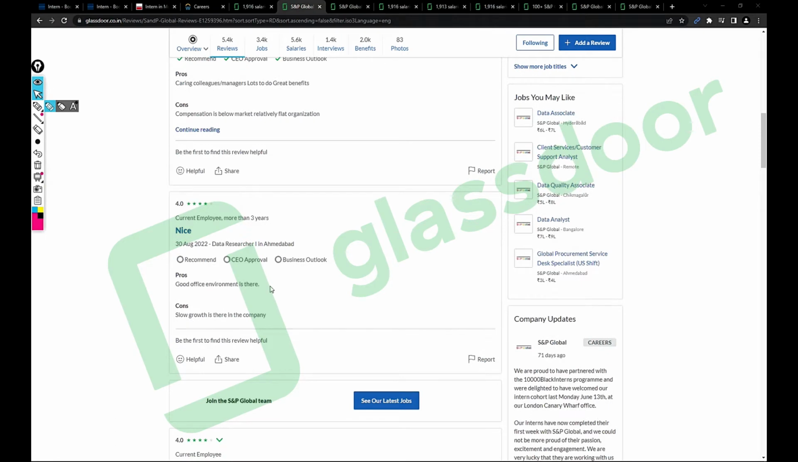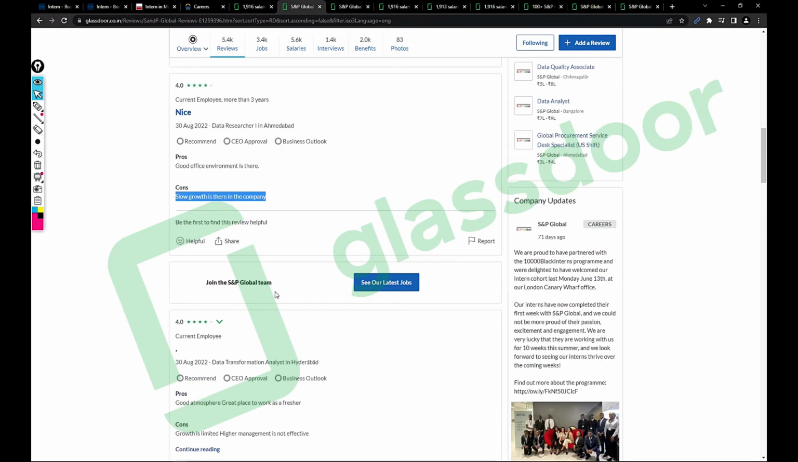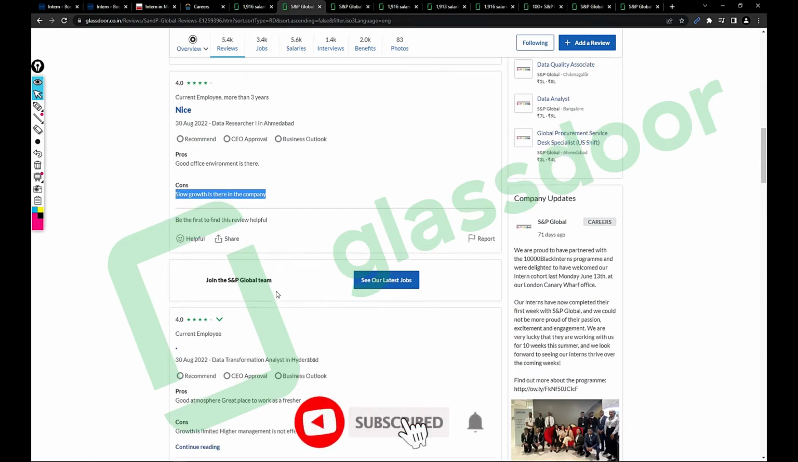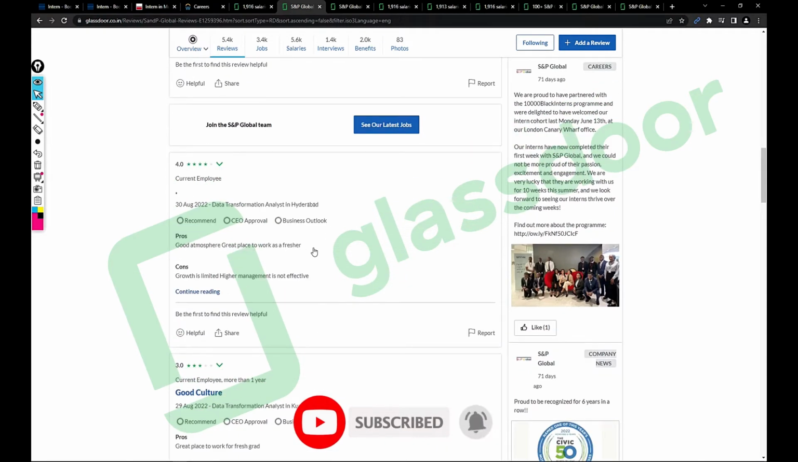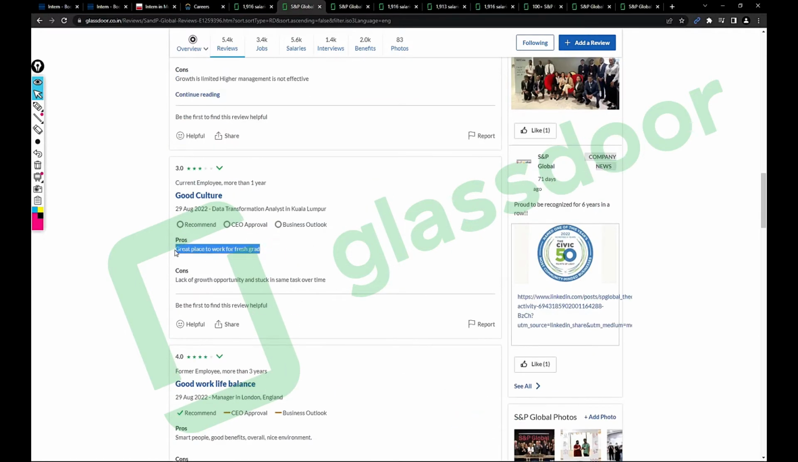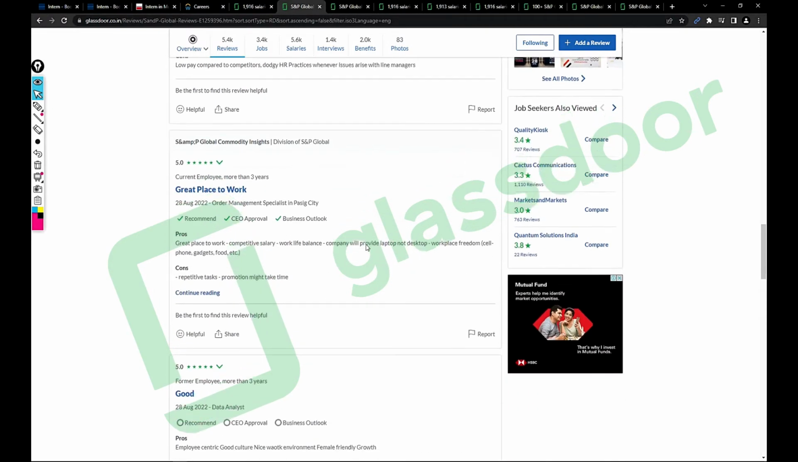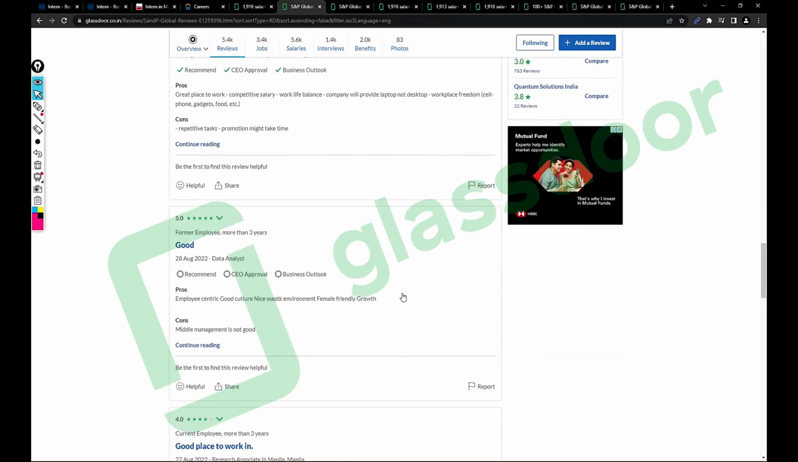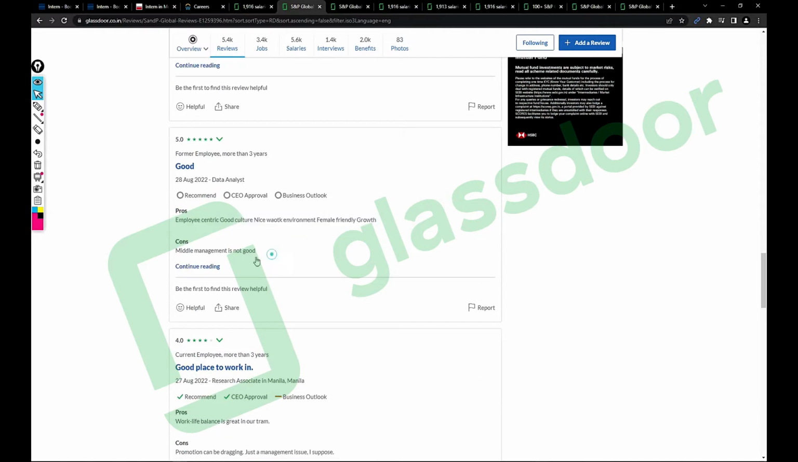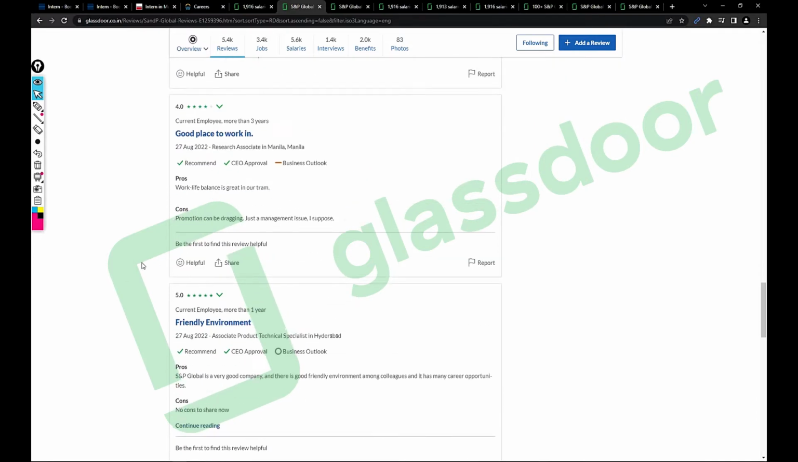And data researcher, Ahmedabad: good office environment, slow growth in the company. If you don't have more work to do, then the growth would be less. And great atmosphere, growth is limited, higher management is not effective. Great place to work for freshers, lack of growth opportunity and stuck in the same task over time. And that is okay. Employee centric, good culture, nice work environment, female friendly growth. Middle management is not good.